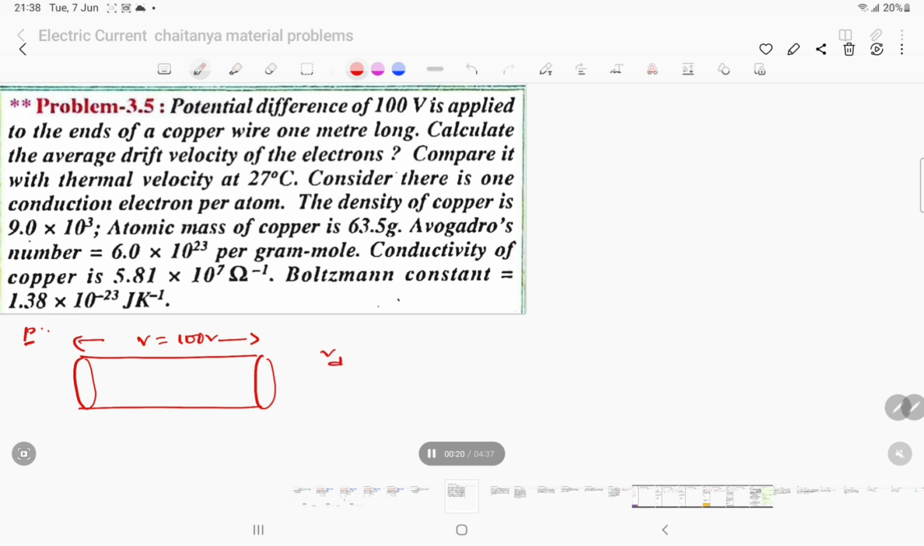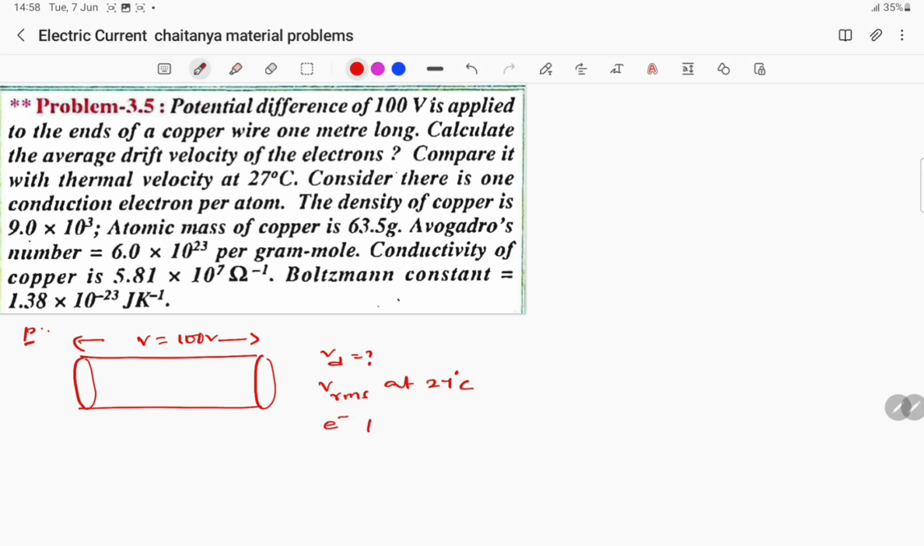Next, we have to find the drift velocity and compare it with the RMS velocity, meaning the thermal velocity, at 27 degrees Celsius. The conducting electrons per atom are given: per one atom there is one conducting electron. The mass of copper is given as 63.5 grams. The density of copper is also given, and the Avogadro number, the conductivity of copper, and the Boltzmann constant are given.